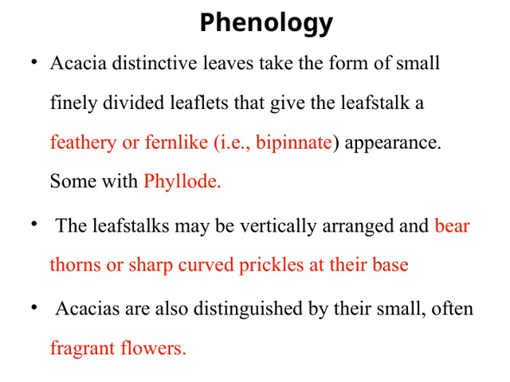In addition to their interesting leaf structure, acacias are also distinguished by their small, often fragrant flowers. These flowers can be quite showy and are a key part of their phenology, the timing of their flowering and other life cycle events. Understanding these characteristics helps us appreciate how acacias are adapted to their habitats and their role in the ecosystem. Their leaf structure, thorns, and fragrant flowers all contribute to their survival and reproductive success, aligning with the overall theme of plant adaptation and diversity.